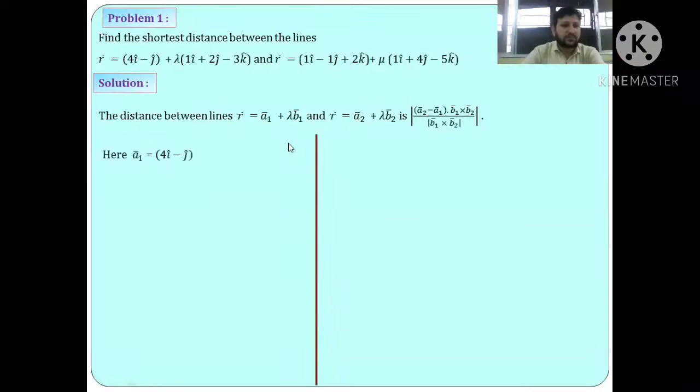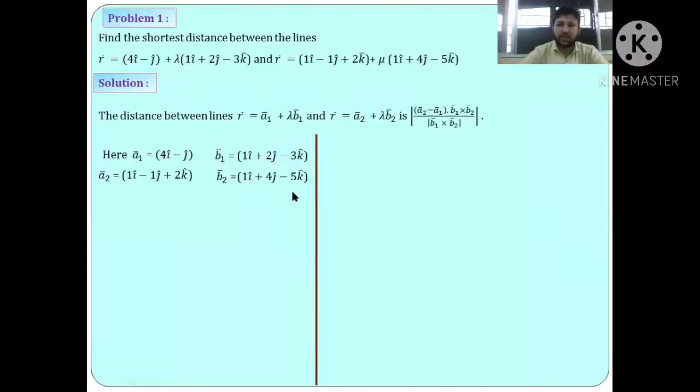First, vector a1 bar, that is 4i minus j. Next, parallel vector b1 bar, i plus 2j minus 3k for the first line. Comparing the second line, we get vector a2 bar as i cap minus j cap plus 2k cap, and parallel vector b2 bar is obtained here as i plus 4j minus 5k.